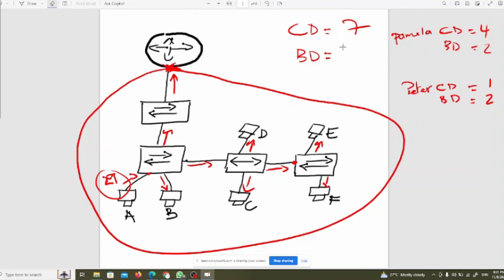So right now we only have one broadcast domain and 7 collision domains, which is way different from what you guys found.